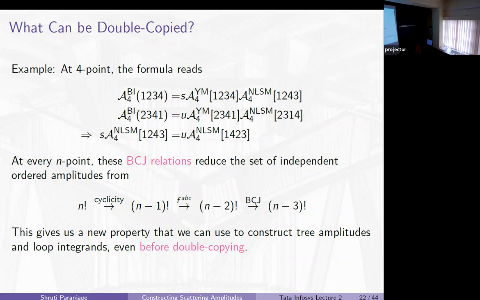Yeah, so you can write Yang-Mills, let's say just at 4 point.